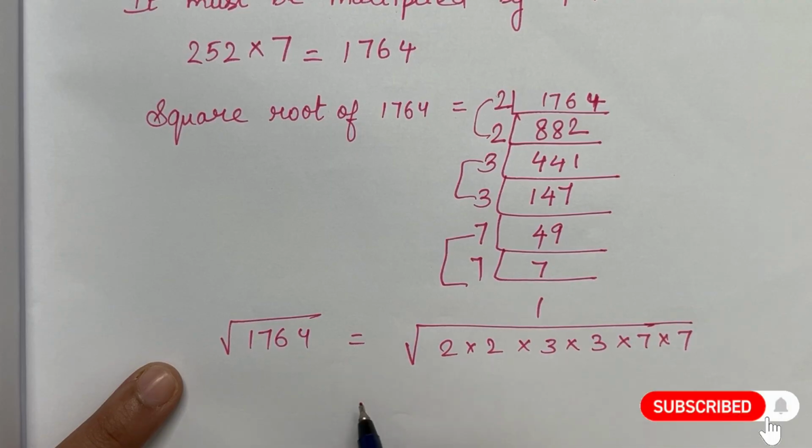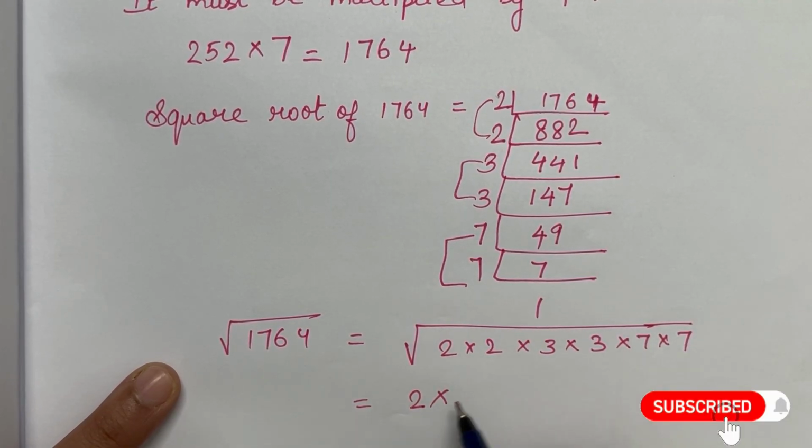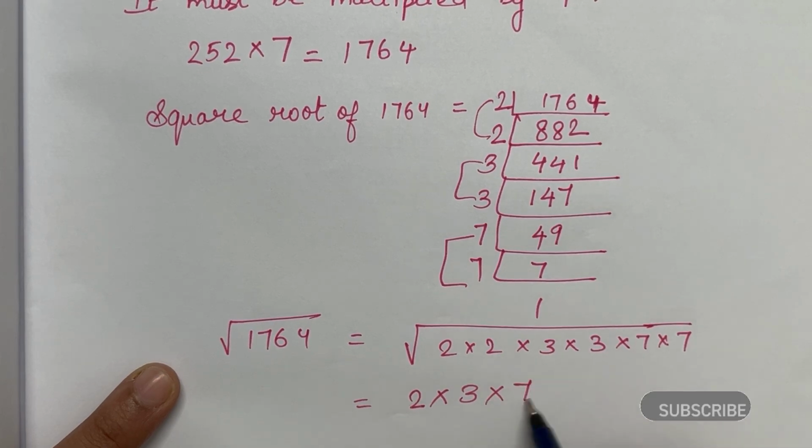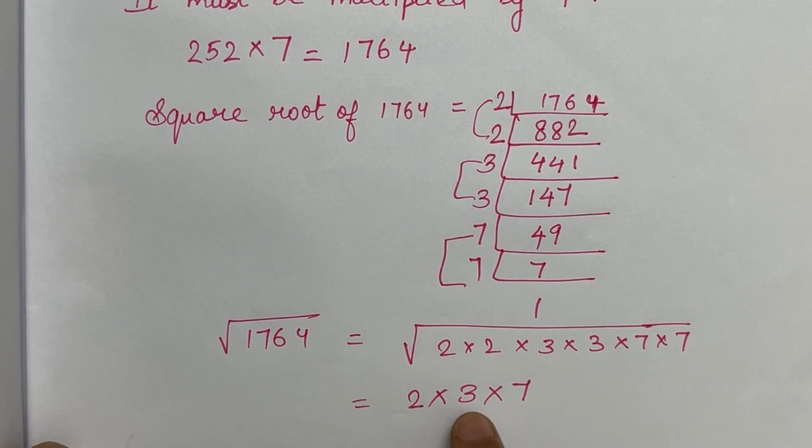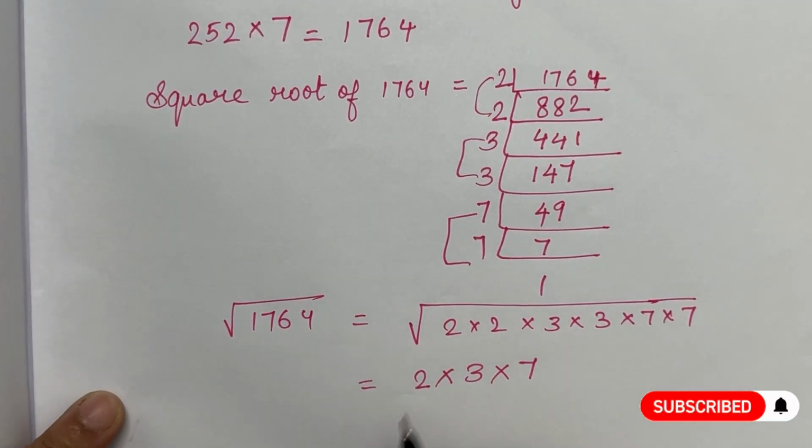Now we'll take only one number. Here there are two 2's. We'll take 1 2, 1 time 3 and 1 time 7. जो भी दो बार है उसको हम एक बार लिखेंगे. Okay, so 2 into 3 is 6. 6 into 7 is 42.